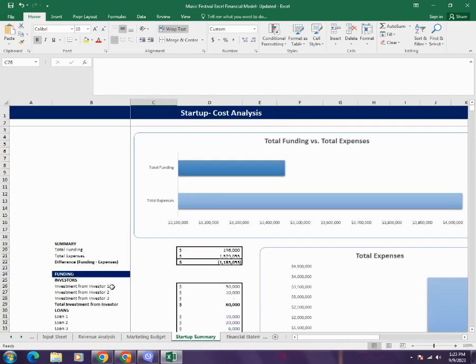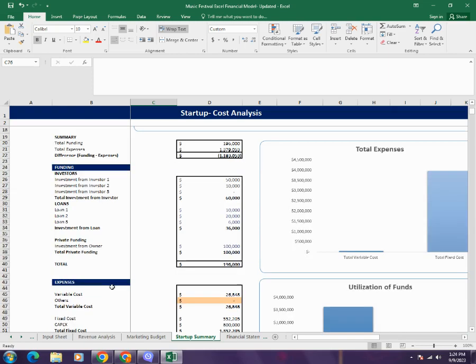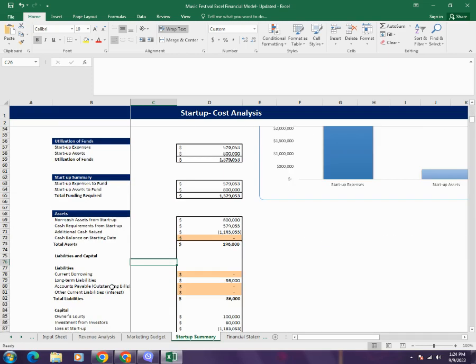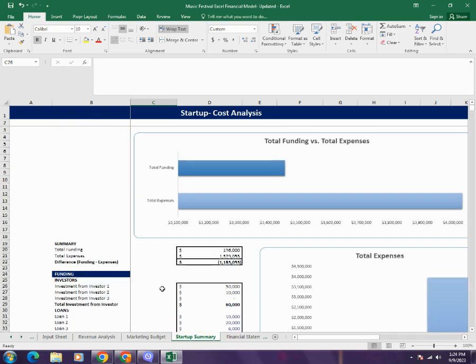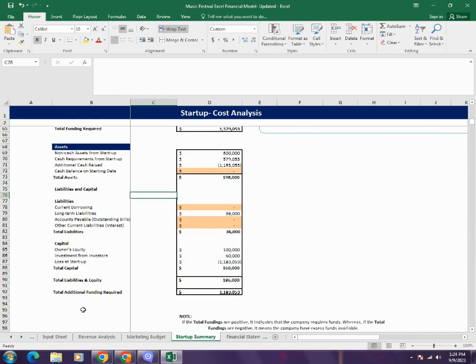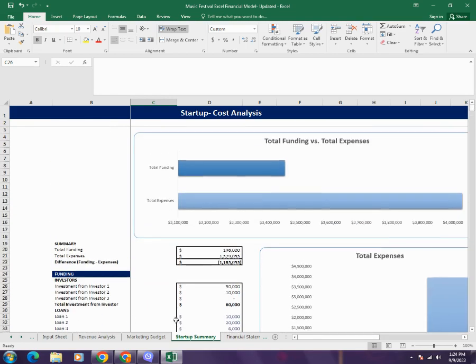Then comes the startup summary. The startup summary tells you about the company's fundings, expenses, assets, liabilities and capitals in the first year of the company. And it also tells you about the total additional funding that would be required for the functioning of the company.